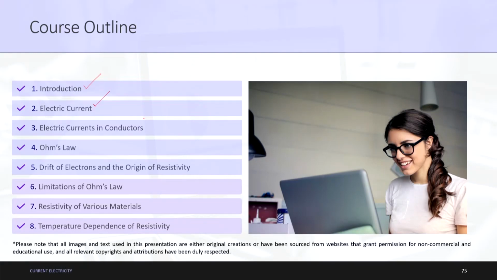In the third point, electric current in conductors, we understood the concept of three materials: conductors, semiconductors and insulators. The complete concept depends upon whether the charges are free to move or are fixed in nature. If they are fixed, then it constitutes an insulator, and if they are free to move, then it constitutes a conductor. In the middle of that are semiconductors.